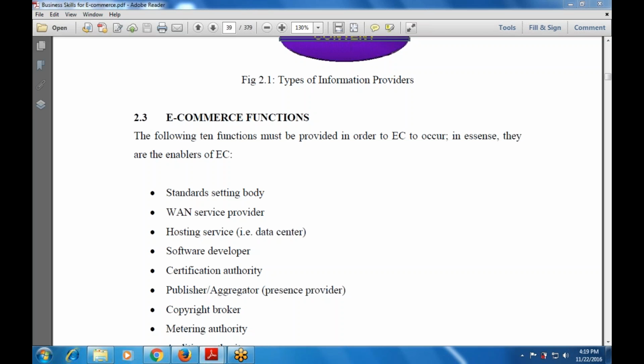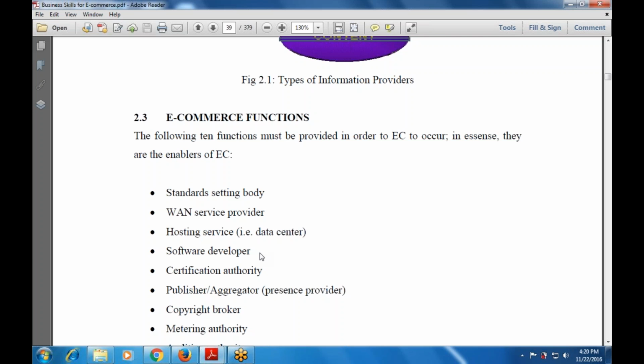Let's see the various e-commerce functions. These are the 10 e-commerce functions that are available. First is the standard setting body, then WAN service providers, then hosting services, that is the data center. What is the data center? How is it used? What is the web server? How is it declared or used as a web client or server? Then the software developer. This is also an e-commerce function.